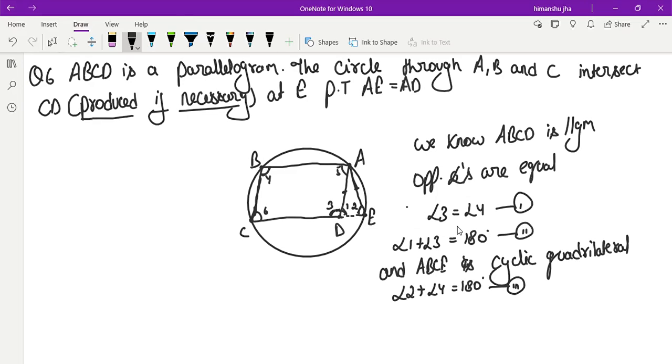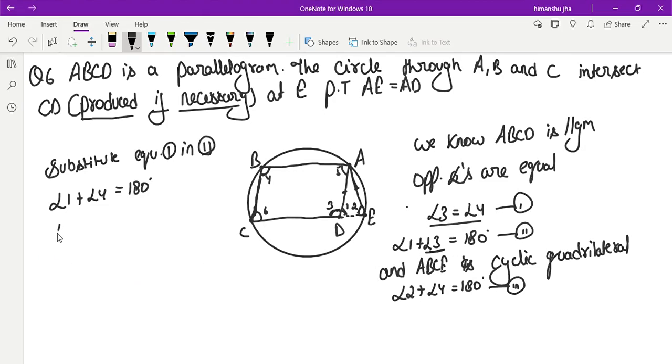Now as we can see, angle 3 is equal to angle 4. So substitute equation number 1 in equation number 2. It will become angle 1 plus angle 4 is equal to 180 degrees. Angle 3 equals angle 4, so instead of angle 3, we have substituted angle 4. And we also know that angle 2 plus angle 4 is equal to 180 degrees.